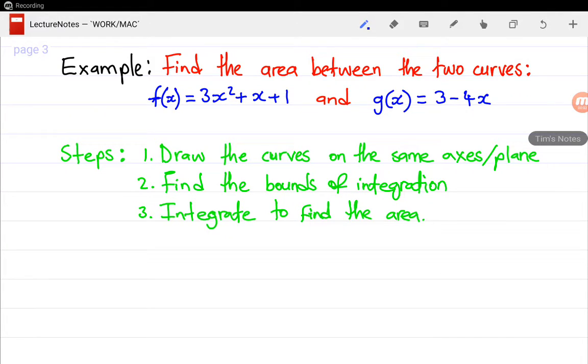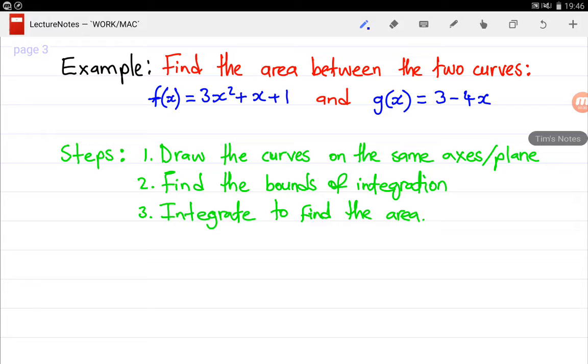Hi everyone, today we're going to be going over an example about integrating the area between two curves, and for today the two curves are a quadratic function f of x and a linear function g of x. Before we start, we just want to go over the steps required to solve a question like this fully. We just expect you to find the area between the two curves.